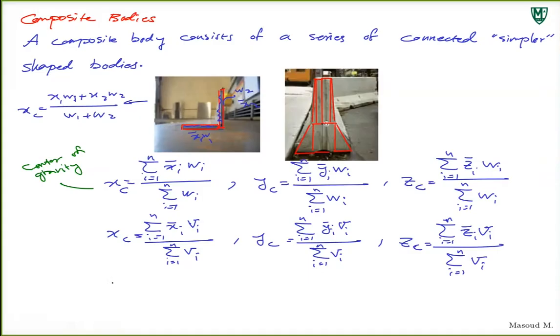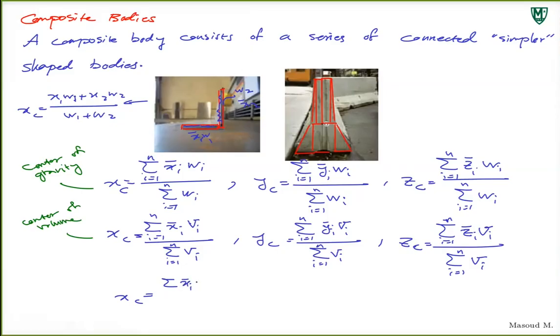Area, you get the same thing. I'll just write the area as the last one, but for the line it is also the same thing. It's just the same process. If you have a wire or line, it just becomes xi Li, the length of that. So for area, this is the center of volume for a composite body.